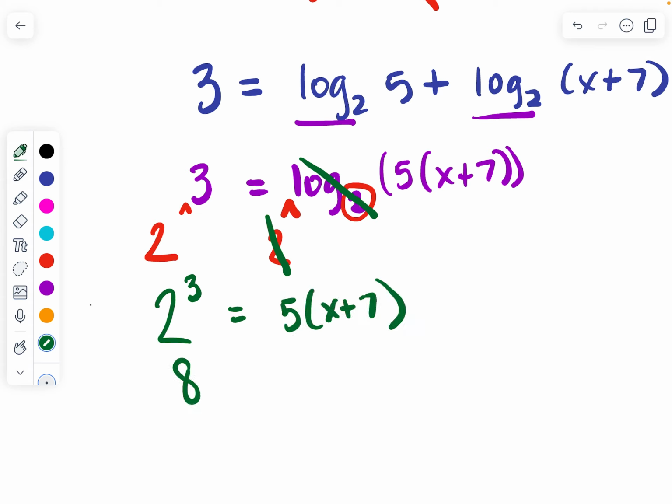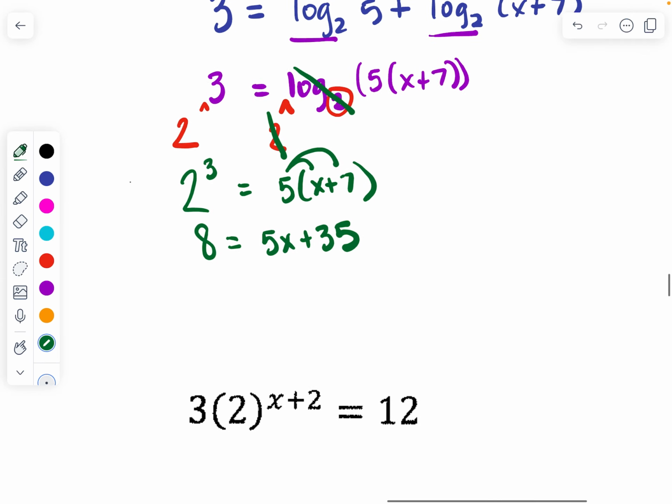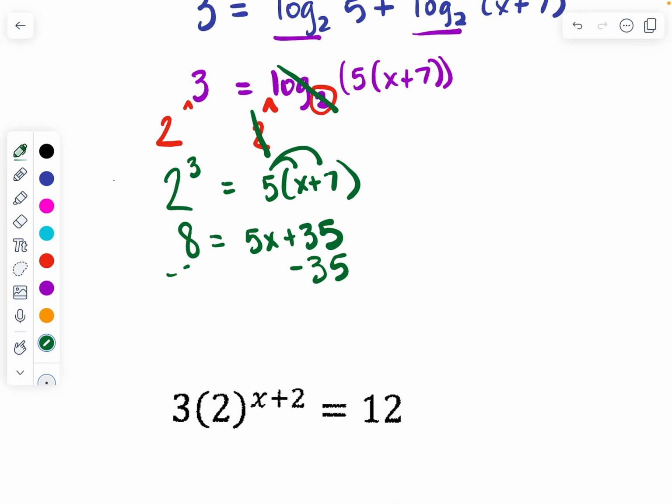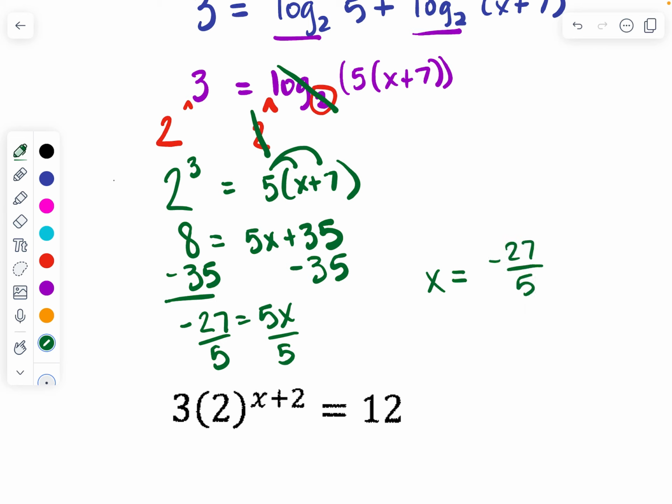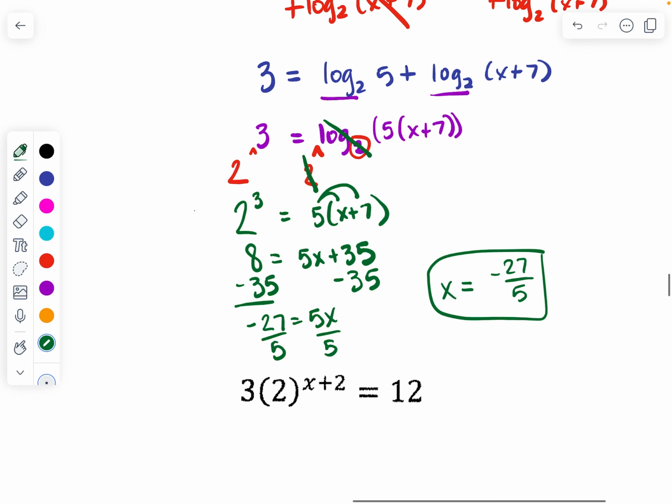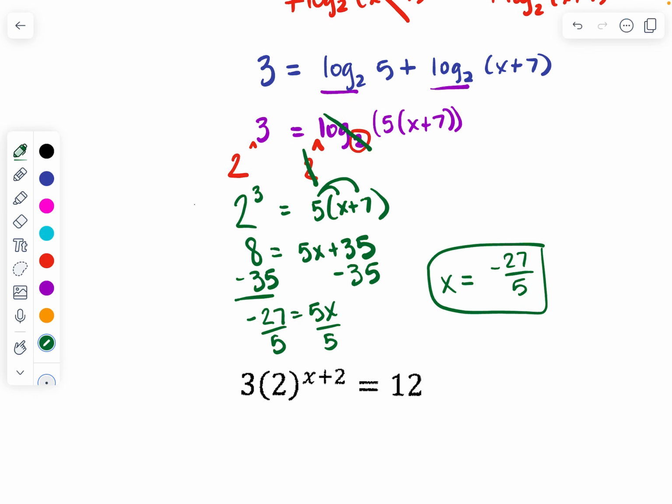If I simplify that, that's 8, because 2 to the third is 2 times 2 times 2, equals 5 times x plus 5 times 7, which is 35. And now I'm just going to use algebra to solve this. Subtract 35 from both sides. This becomes negative 27 equals 5x. Solve for x by dividing 5 on both sides. So we've got x equals negative 27 over 5. And if you plug that back in, it works no problem.